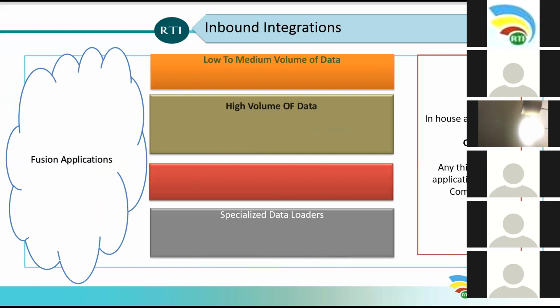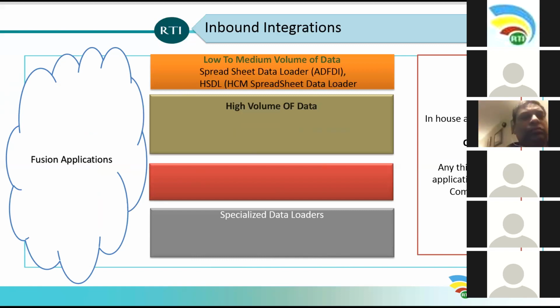That's what I'm categorizing here. If you need to interact with the Fusion application with a low to medium volume of data, Oracle has given tools called the spreadsheet data loader, or ADF-DI, ADF Desktop Integrator. Using the spreadsheet data loader, you can load data into the Fusion application or update data through spreadsheets. The same kind of spreadsheet exists as the HCM spreadsheet data loader in the HR modules, through which you can also upload or create data. We can use any of these tools. I mentioned low volume and high volume as the preferable tools, but you can use any tool to do anything. I'm just categorizing like this.